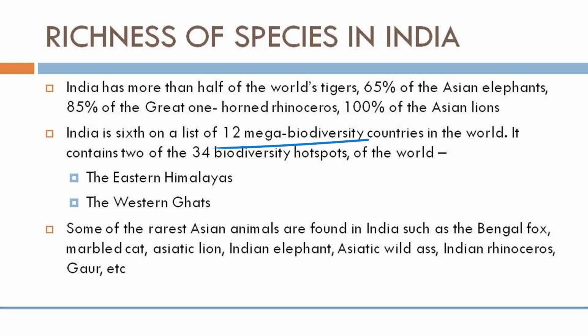It contains 2 of 34 biodiversity hotspots of the world. These 2 biodiversity hotspots are the Eastern Himalayas and the Western Ghats. Some of the rarest Asian animals are also found in India, such as the Bengal fox, the marbled cat, Asiatic lion, Indian elephant, Asiatic wild ass, Indian rhinoceros, gaur, etc.